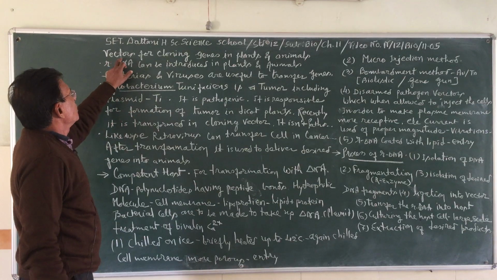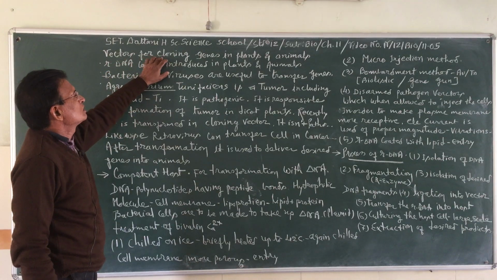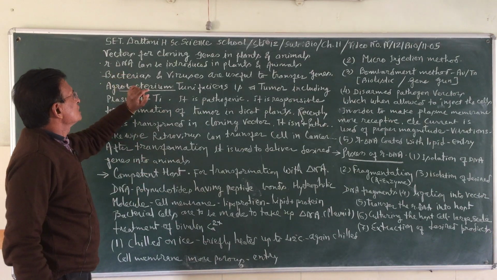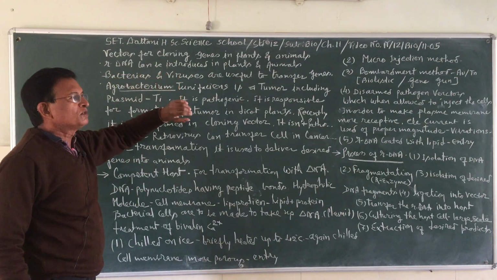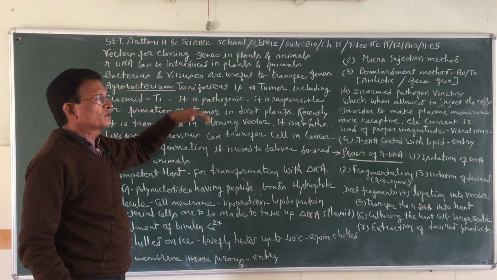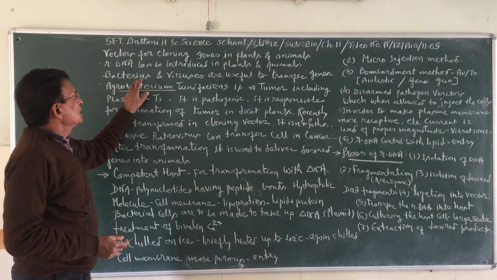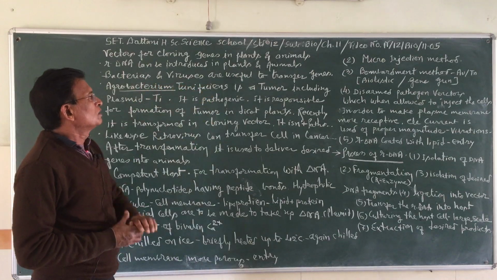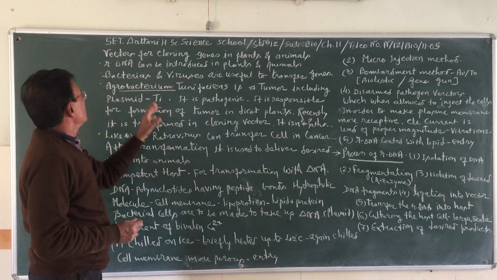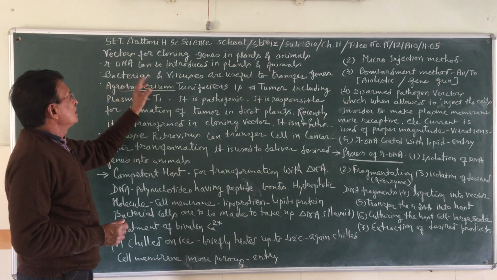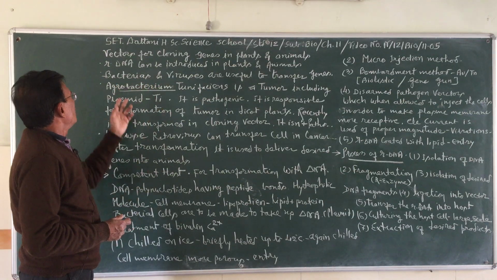Today we will learn about vectors for cloning genes in plants and animals. So far as RNA is concerned, it has to be introduced into the plants and animals to get the desired products. For that purpose, bacteria and viruses are useful to transfer the gene. So, very important, Escherichia coli bacteria and some viruses too.